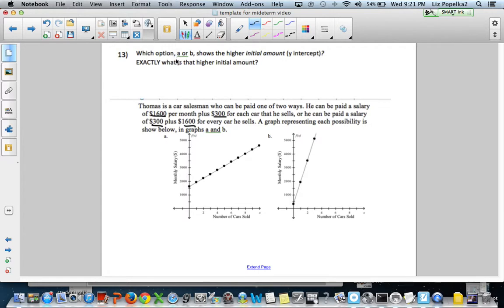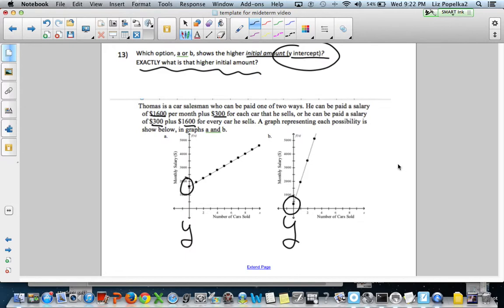Question number 1 asks, which option, A or B, shows the higher initial amount, also called the y-intercept? And it also asked exactly what is that higher amount. So remember, the y-intercept, just like an interception in football, is when the player gets in the way of the pass. Well, an intercept is when the graph actually hits the y-axis. Remember, this is your y-axis right here. So initial amount, aka y-intercept, is going to be whatever this amount is that hits the graph right here.